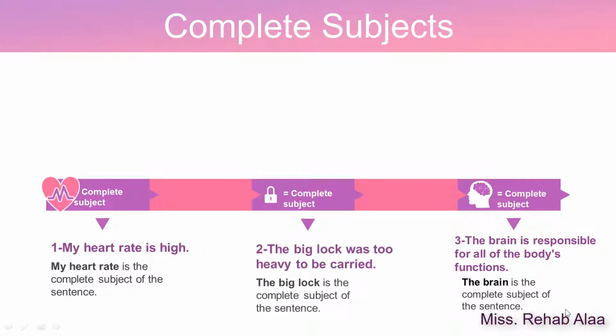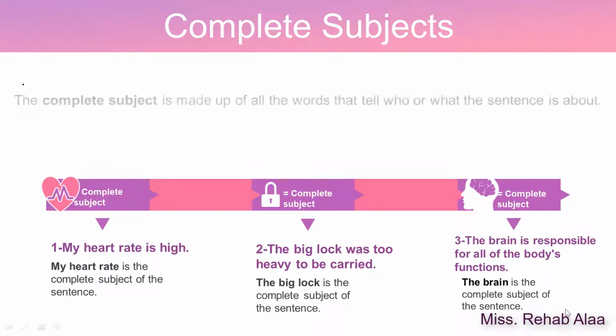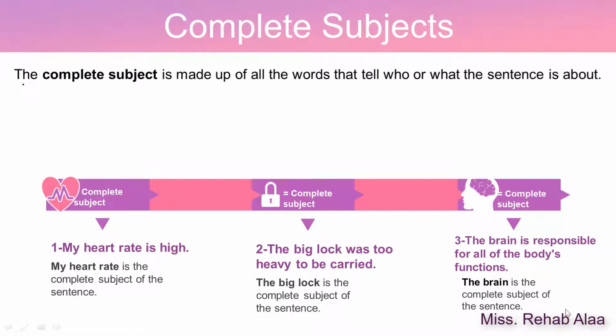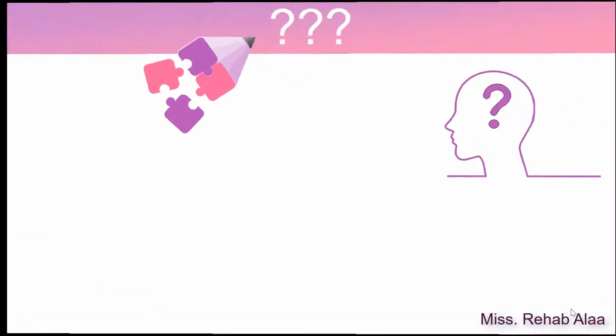2, the big lock was too heavy to be carried. The big lock would be the complete subject of the sentence. 3, the brain is responsible for all the body's functions. The brain would be the complete subject of the sentence. From these examples, we can conclude that the complete subject is made up of all the words that tell who or what the sentence is about. Let's move to the complete predicates.